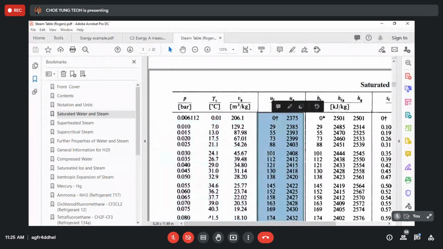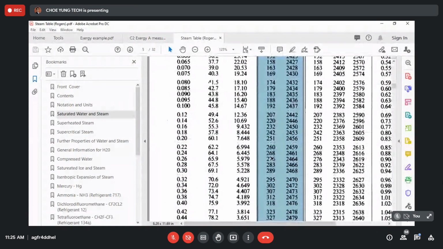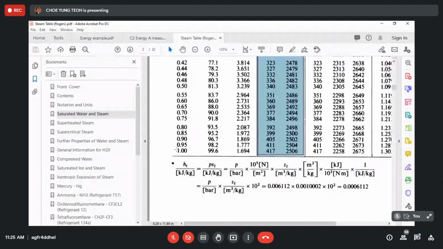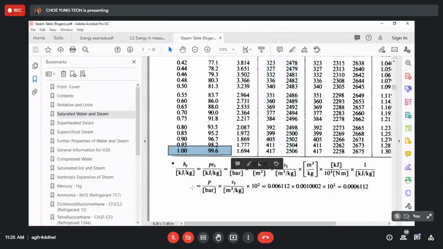Okay, what does this mean? Maybe we refer to the 1 atmospheric pressure. Okay, then we can see clearly. So 1 atmospheric pressure is here. Okay, you can see that at 1 atmospheric pressure, the saturated temperature of the water is 99.6. So above this temperature, the water will become the steam. Okay, so if more than 99.6, you have to refer to the superheated steam table.